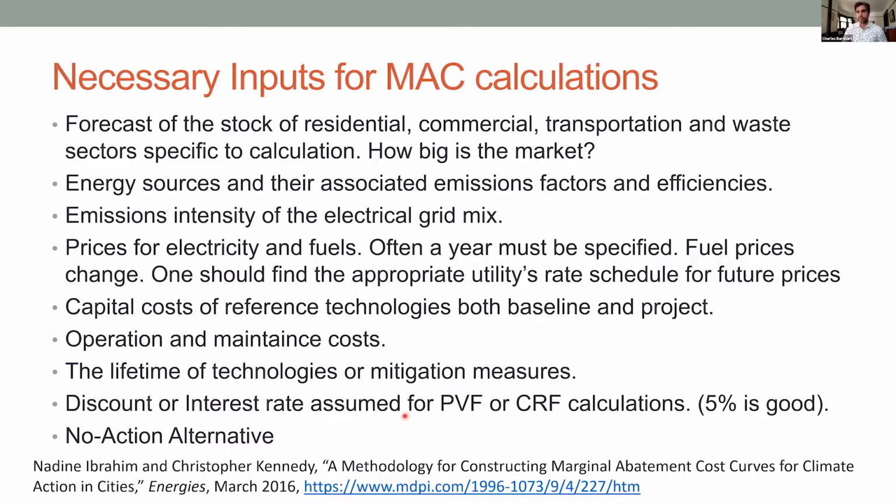Discount or interest rates. So this can change depending on whether it's a corporation that could be investing their capital and get like a 10% return, versus a city which runs off municipal bonds, which are about 5%, versus a household which usually dials their interest rates to like a mortgage payment, which is like 3 to 4%.